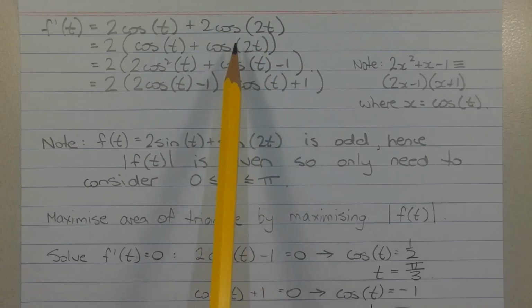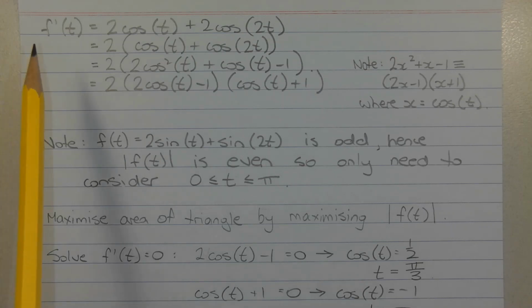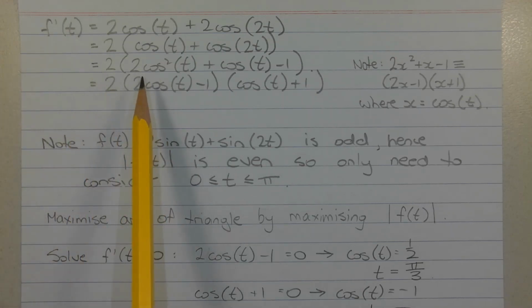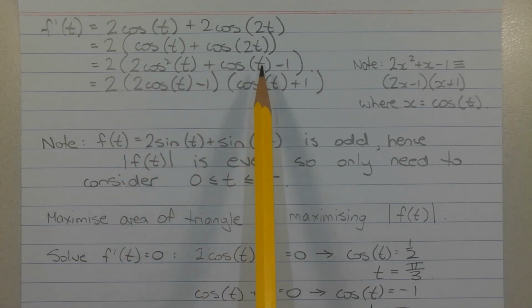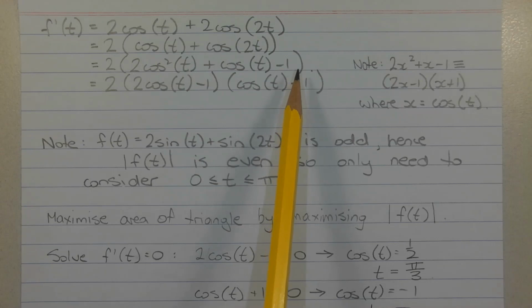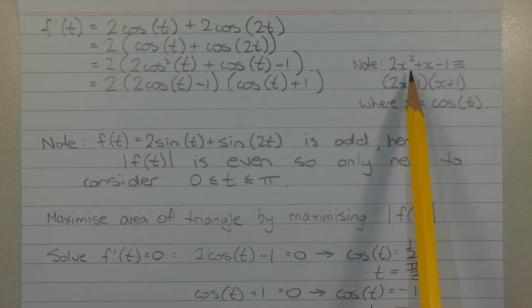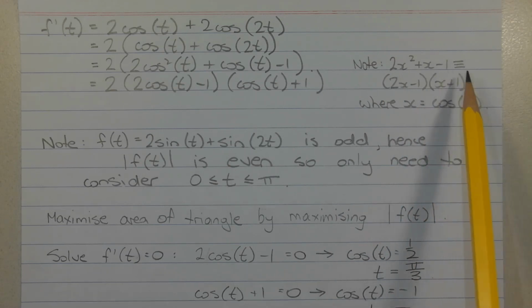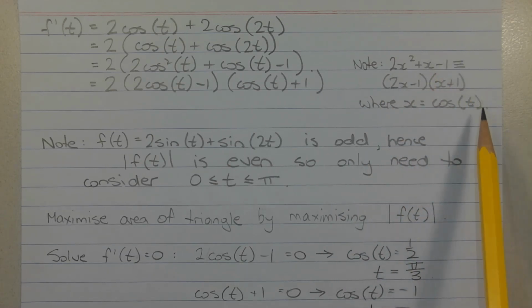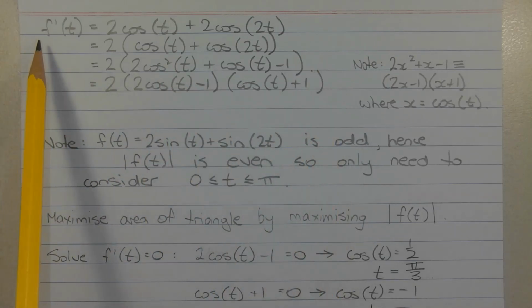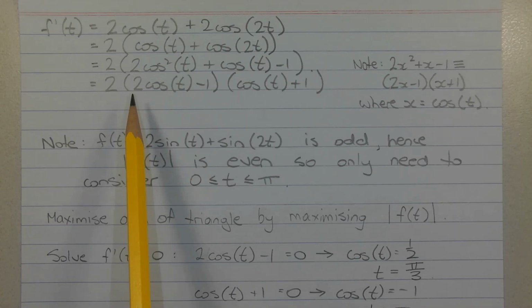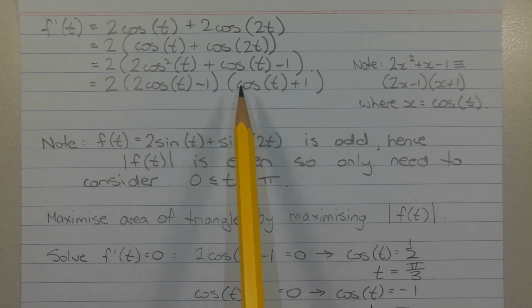Now, cos 2t, being a double angle, is equal to 2 cos squared t minus 1. So we get f dash of t is equal to 2 outside of 2 cos squared t plus cos t minus 1. Notice that we have a reducible quadratic expression inside the brackets. Note that 2x squared plus x minus 1 is identical to 2x minus 1 in brackets times x plus 1 in brackets when factorized, where x is equal to cos t in this case. So f dash of t is equal to 2 outside of 2 cos t minus 1 in brackets times cos t plus 1 in brackets.